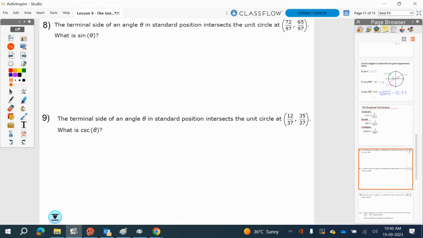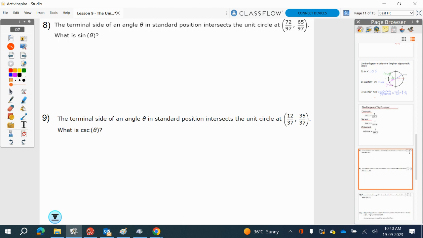Let's have a look here. The terminal side of an angle theta in standard position intersects the unit circle at these coordinates. What is the sine of theta? You guys who've got it, put your hands back down. Let's have some new people who've not answered the question. This one's super easy.